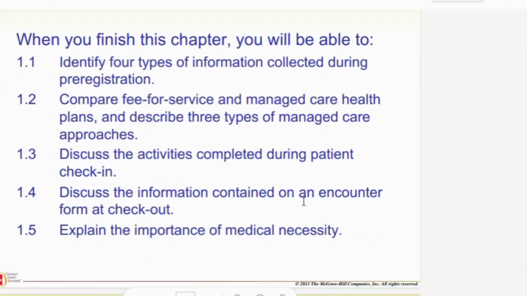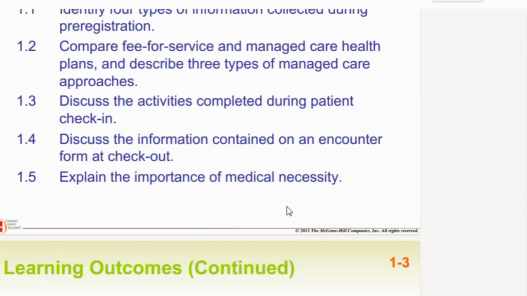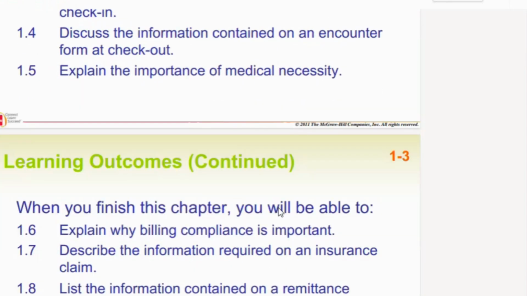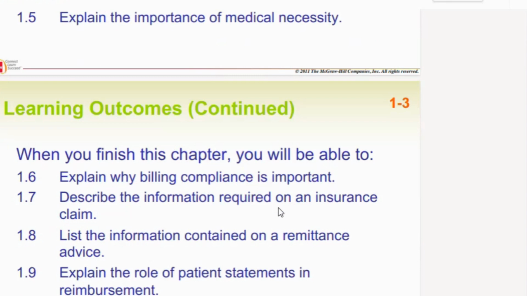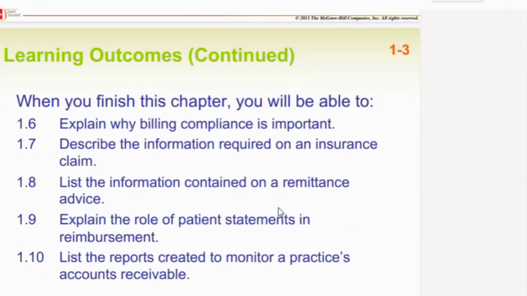Discuss the information contained on an encounter form at checkout. A lot of you guys know what the encounter form is. When you go to the doctor, they give you the little form to fill out. Have you had this? Have you had that? What's your height? What's your weight? Things like that. Yeah, they're going to do that anyway. They just want to know what it was the last time you had it done. Okay, and this is just telling you what you're going to be looking at in here.